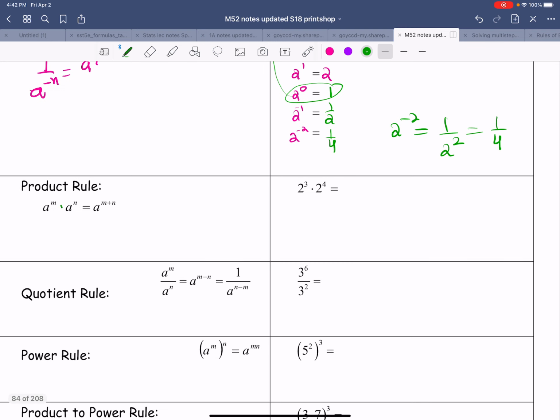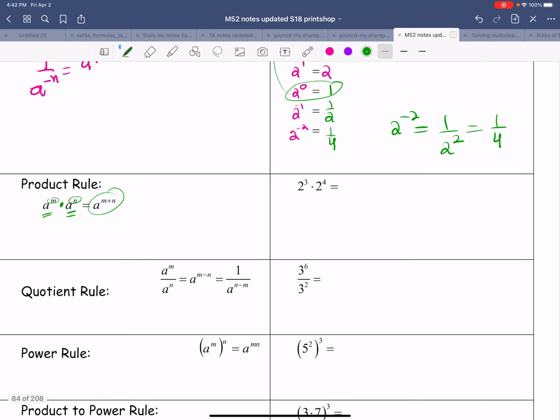Product rule. So if you're multiplying, the bases are the same, exponents are different, we can add the exponents. Okay, bases are the same, there's multiplication in the middle, we can add the exponents. 2 to the third power times 2 to the fourth power is going to be 2 to the 3 plus 4, which is 2 to the seventh power.